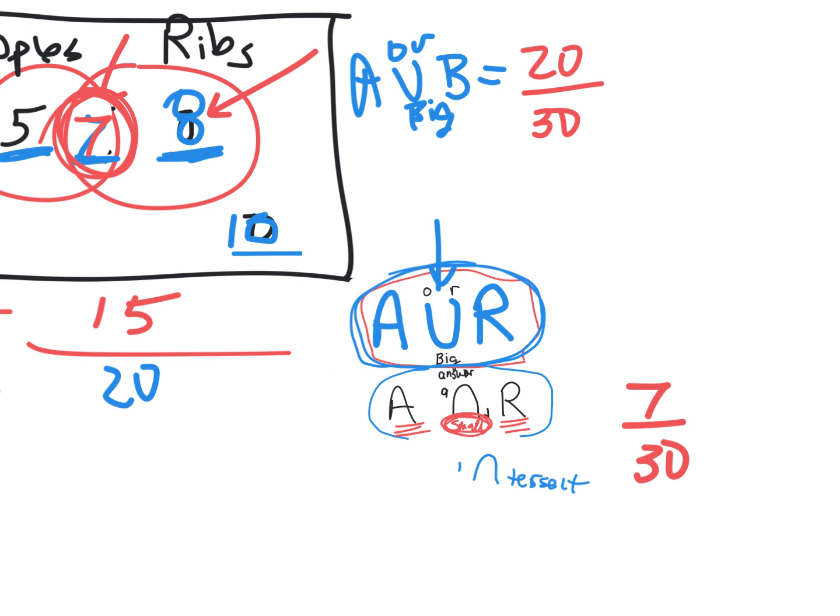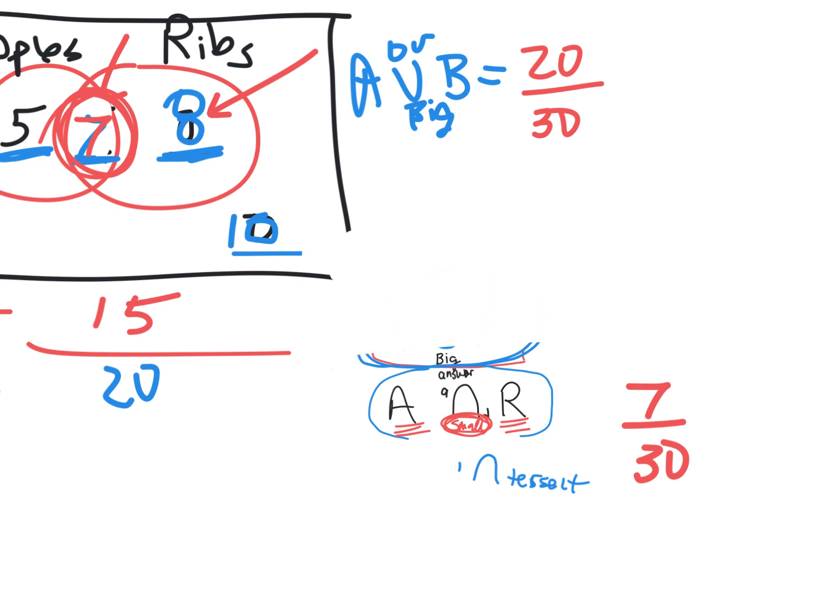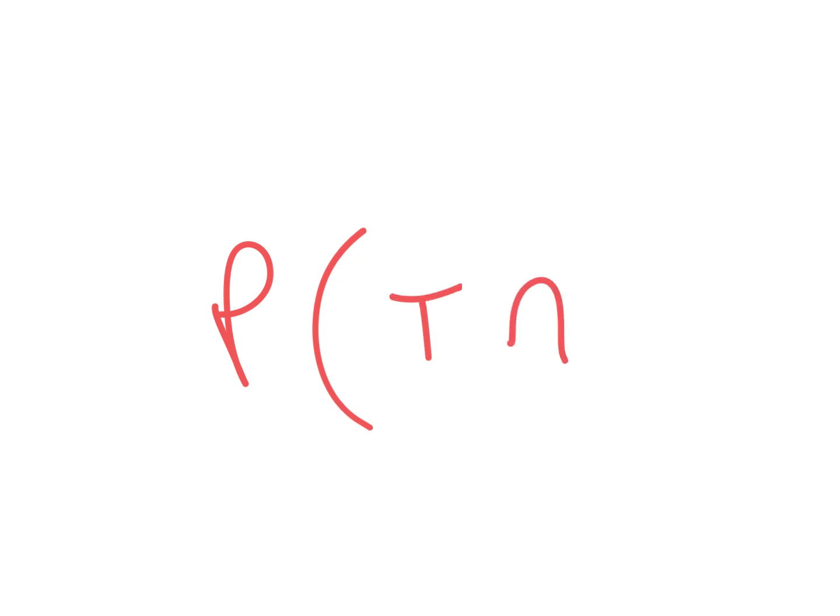All right. So those 2 symbols are going to come up a ton. And on the test, all we do is we say like, what's the probability of T intersect R? You got to know what it means. And intersect is the intersection.